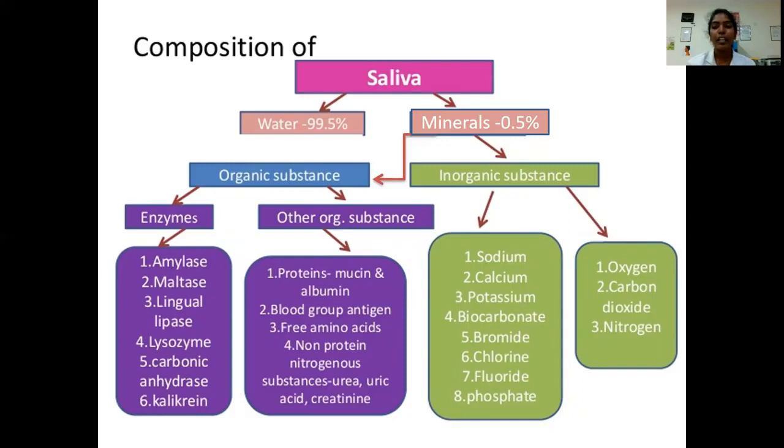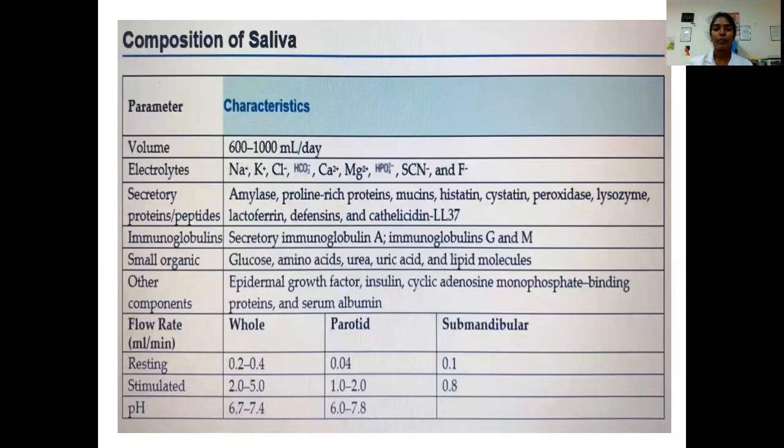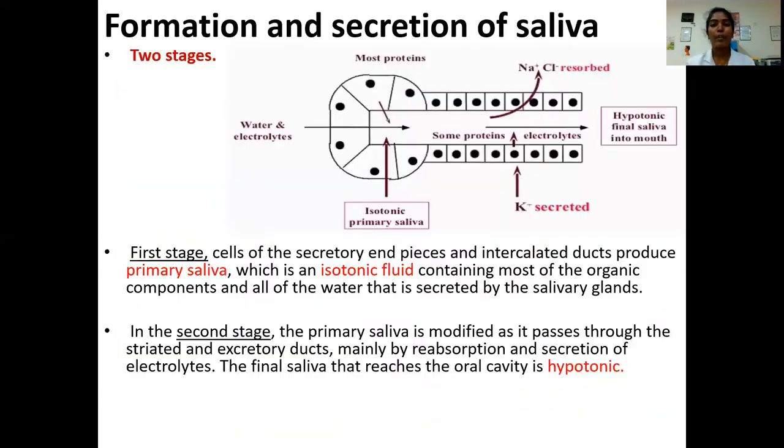creatinine. Inorganic substances include sodium, calcium, potassium, bicarbonate, bromide, chloride, fluoride, phosphate. Others are oxygen, carbon dioxide, and nitrogen. Formation and secretion of saliva. The formation and secretion of saliva has two stages.